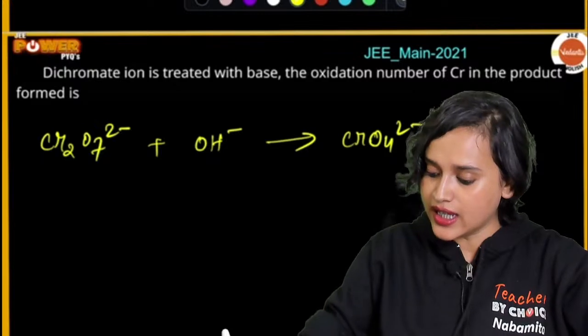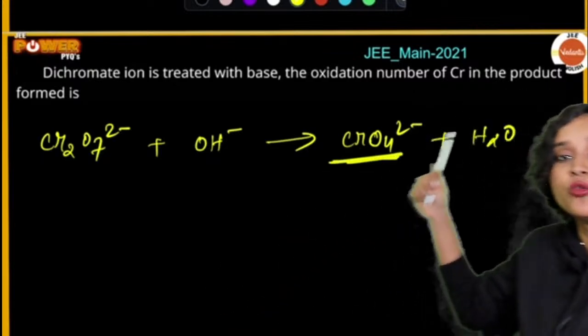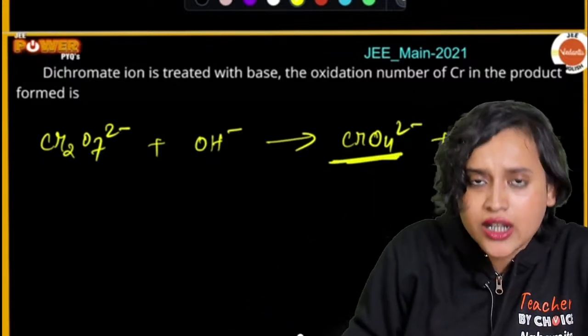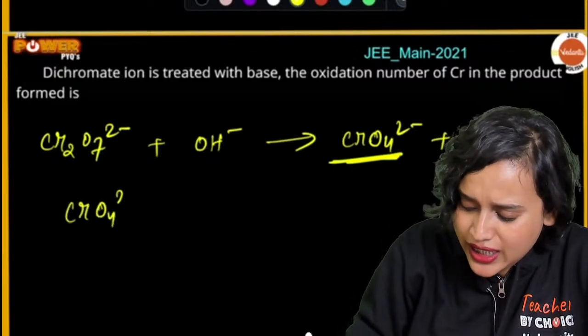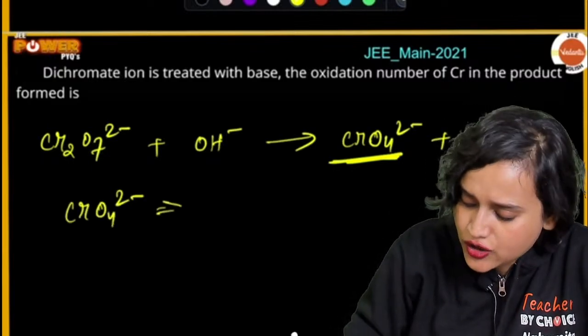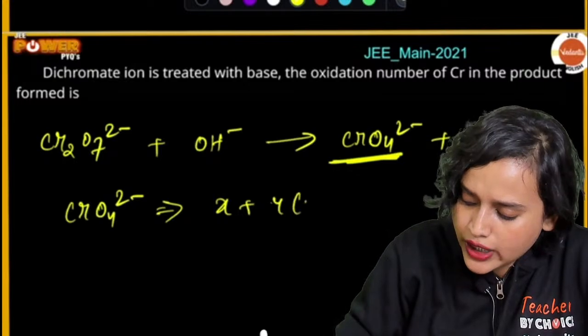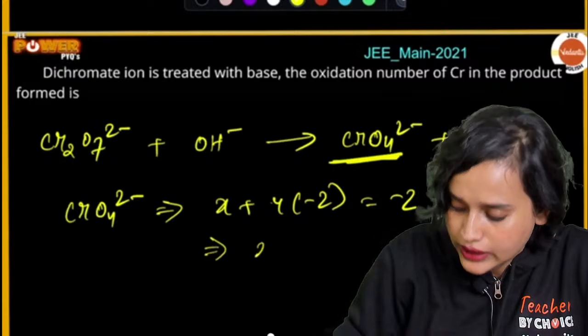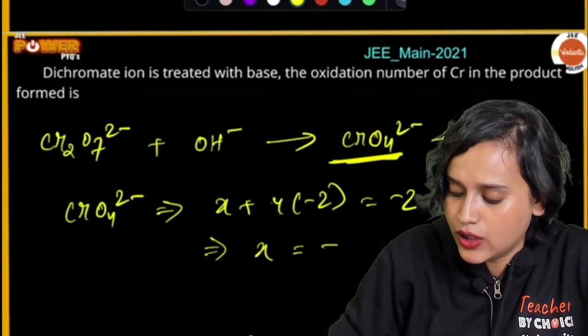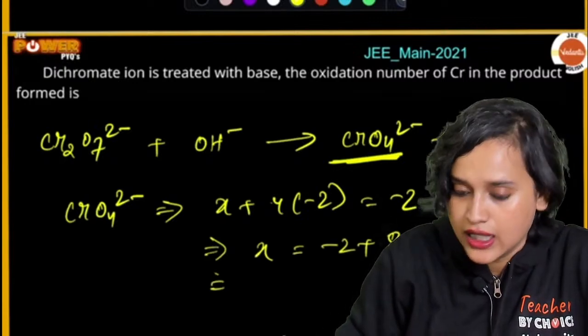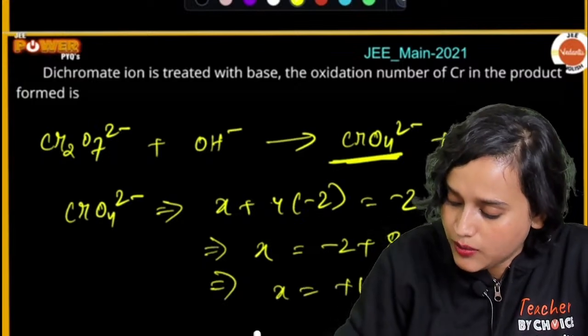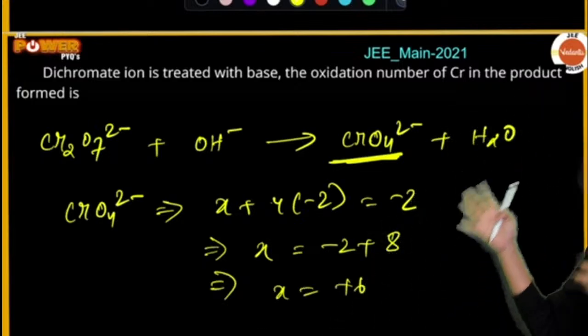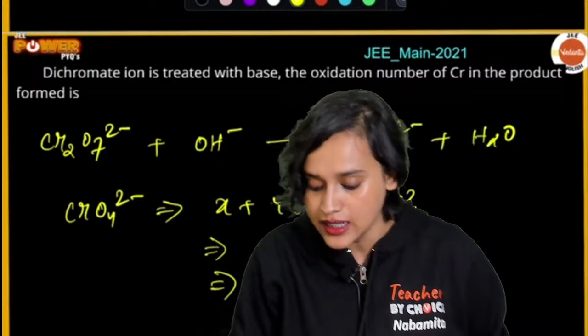Now, what they are asking is, what is the oxidation number of chromium in this case? All I have to do is calculate it for CrO4 2 minus. So X plus 4 into minus 2 is equal to minus 2. 4 twos are 8, so X is equal to minus 2 plus 8. That means X is equal to plus 6, and that is your answer. So the oxidation state of chromium here is plus 6.